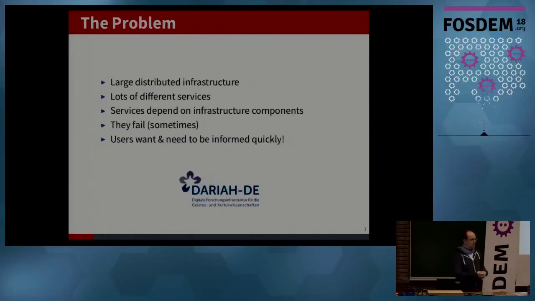And, well, it's a rather large infrastructure. Some of the parts aren't at Göttingen. Some are hosted in Munich. Some are hosted in Jülich. And we have lots of different services that are interconnected, that depend on each other, that depend on the infrastructure components like the storage system or the virtualization infrastructure. And, well, sometimes things fail. That may be our services. It may be that for some reason our storage backend drops. Things like that happen, which is not so nice.